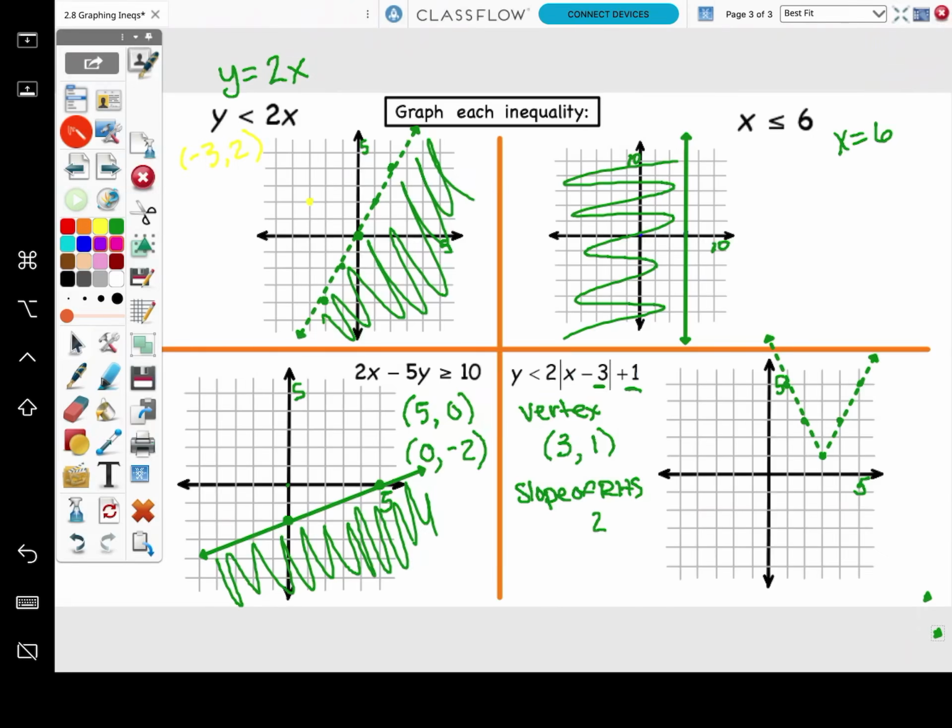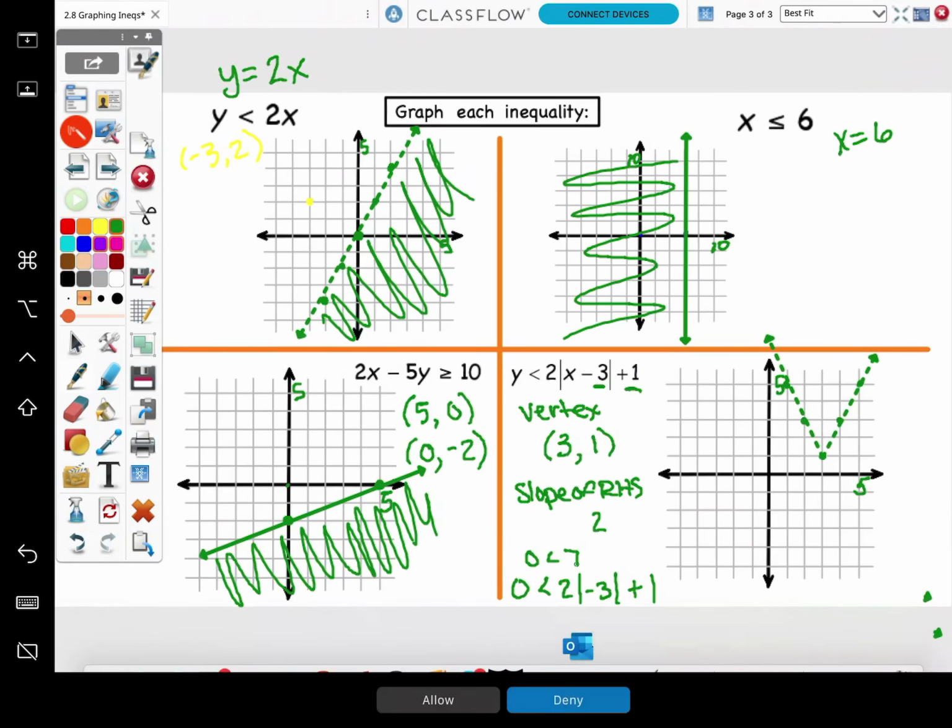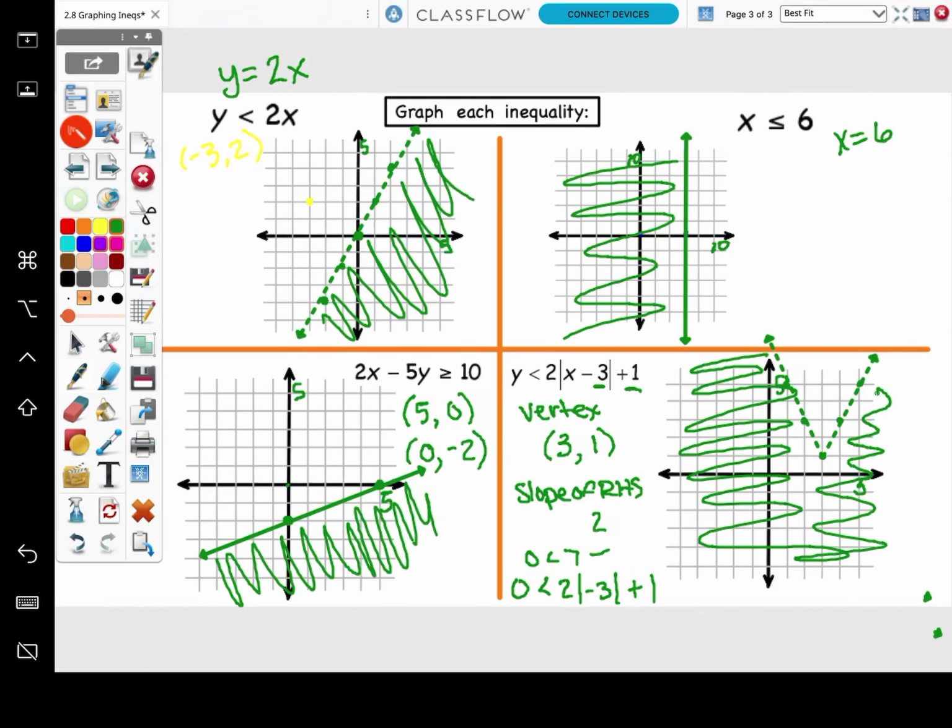And now to figure out shading, I can pick a point. 0, 0 again is a great idea. As long as your line doesn't go through it, it's the easiest. So if we do 0 for y, I'm going to have 2 times the absolute value of -3 plus 1. Well, absolute value of -3 is 3 times 2 is 6 plus 1. 0 less than 7 seems legit. So we're going to shade everywhere outside of that absolute value. Okay, I hope this helps you graph some inequalities.